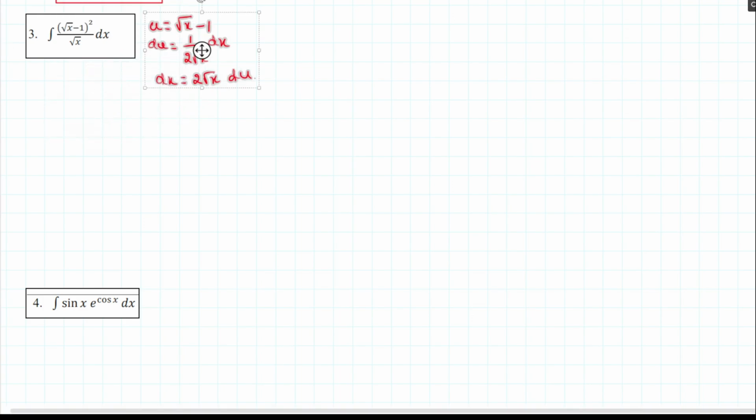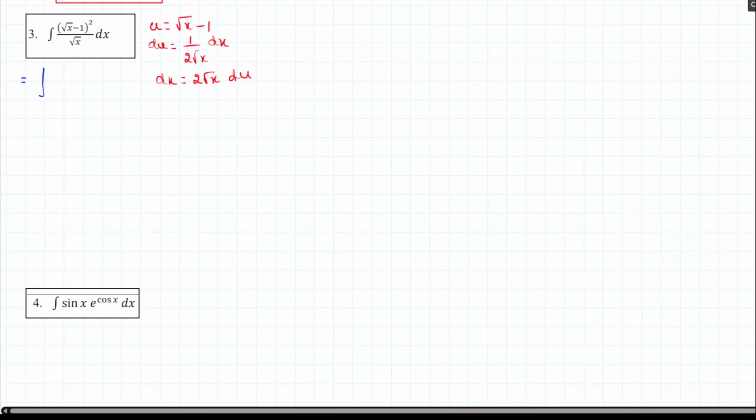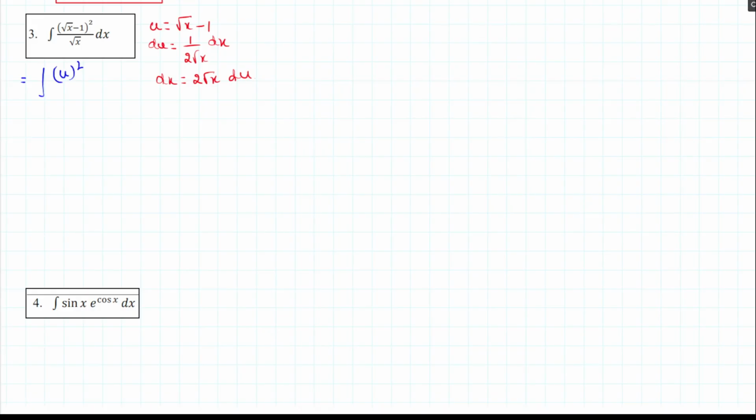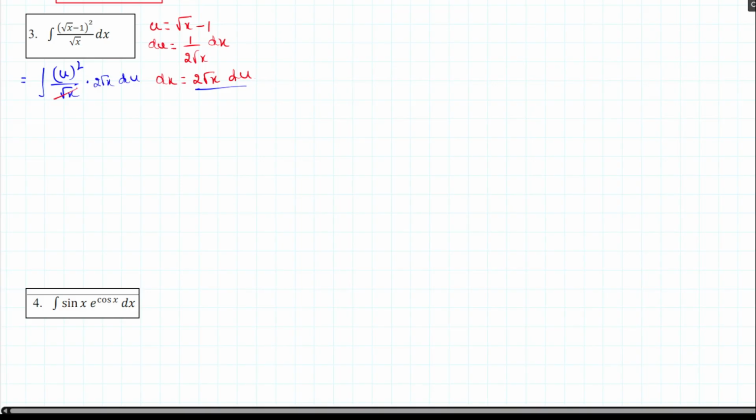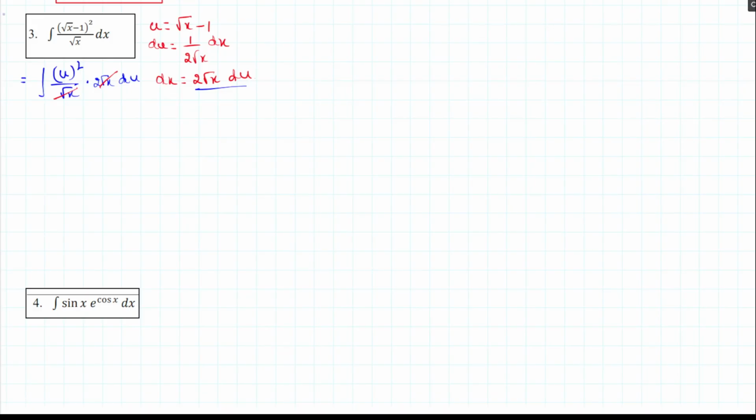So now you can rewrite this integral as, square root of x minus 1 is u, whole square over root x times dx. So dx can be written as 2 root x du. Here you can see the root x gets cancelled, so you will get 2 times u square du. So you can factor out the 2 also, that is u square du.